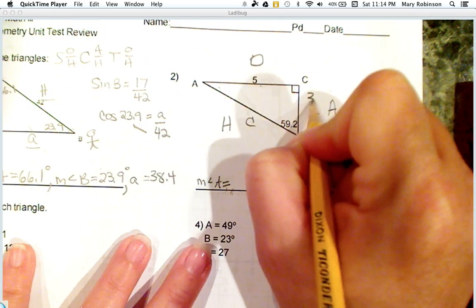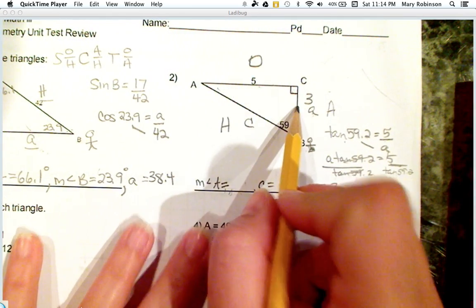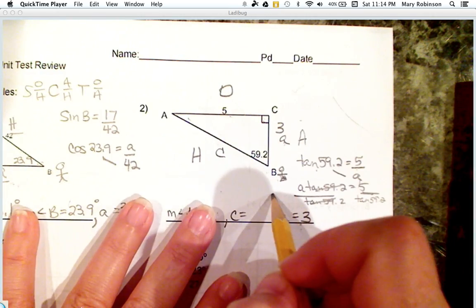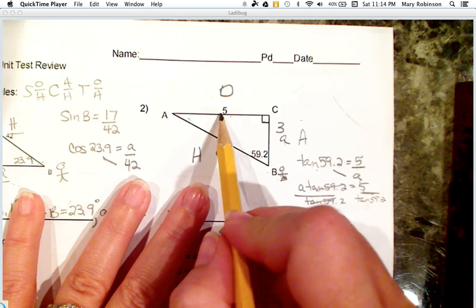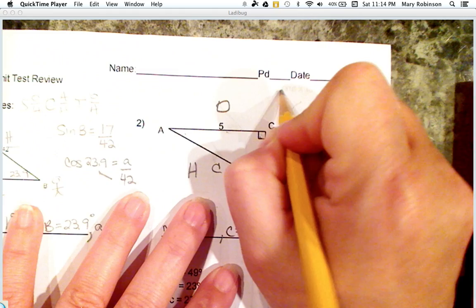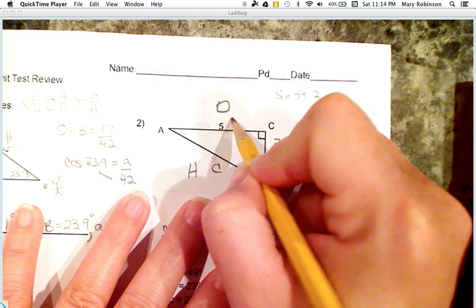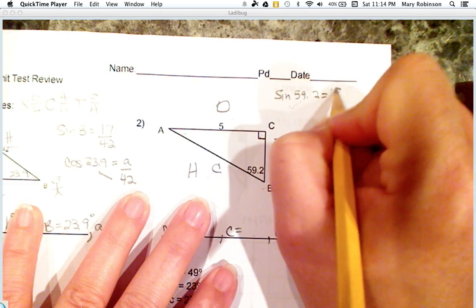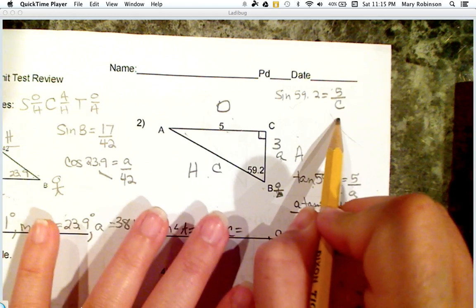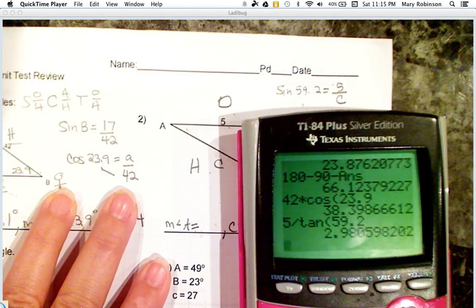Since this is 3, hopefully you recognize that it is possible to use your Pythagorean theorem at this time, or you can just go ahead and set up another trig ratio. Because I know the value of my opposite side and I'm trying to find my hypotenuse, I'm going to set up a sine ratio. So I'm going to say sine of 59.2 equals opposite over hypotenuse, so 5 over c. And again, with my variable on the bottom, I'm going to divide. So 5 divided by the sine of 59.2.